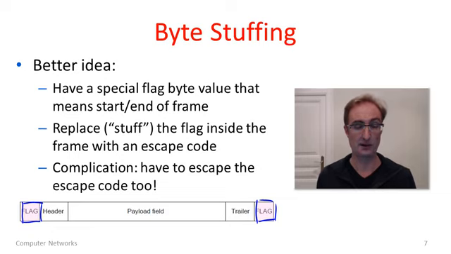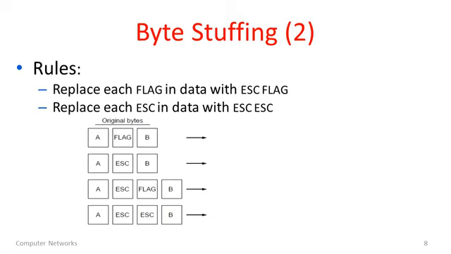There's a small complication here too. If we introduce a special character like an escape code, we'll also have to escape the escape code because there might be escapes in the real data. Here's an example of byte stuffing. The rules here are every time you see a flag in the data, replace it with the sequence escape flag. And every time you see escape, replace it with escape escape. That's it. So we can fill out this example together.